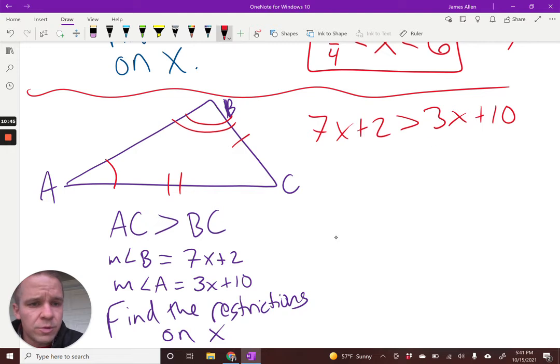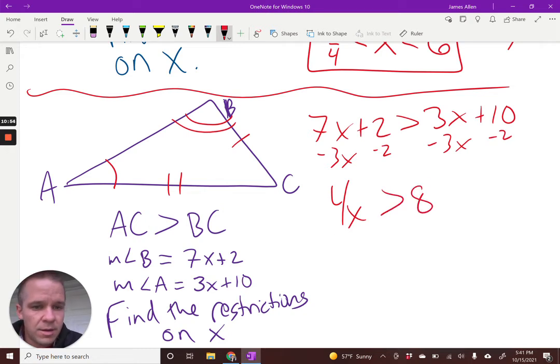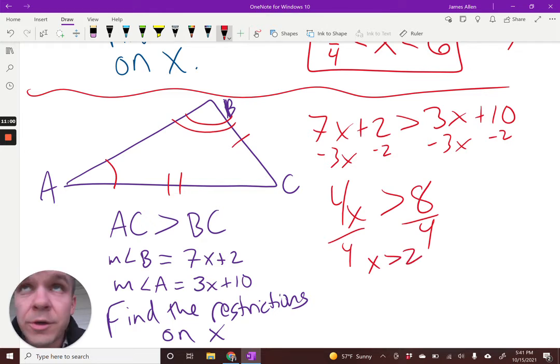Let's solve ourselves an inequality, shall we? So we're going to subtract 3x, and I get 4x over here. I'll subtract 2 as well while I'm at it, and that's going to be 8. Divide by 4, and I get x is greater than 2. All right. So x is larger than 2. Wonderful. So I don't even have to worry about anything going negative, right?